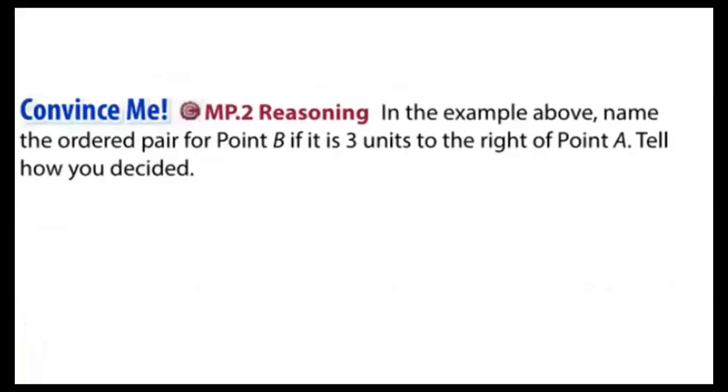After that, move to the next page, 778. Be ready with your pencil and record the answer as follows. But first, we have to read and discuss the question. In the example above, name the ordered pair for the point B, if it is 3 units to the right of point A, and tell how you decide.